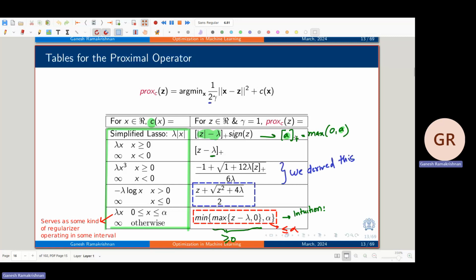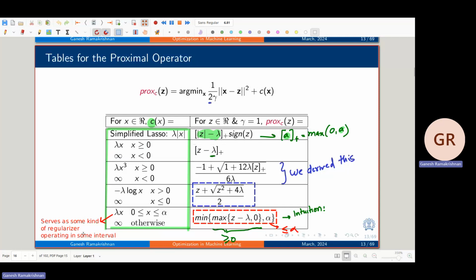Okay, so just to summarize, simplified lasso is just taking a max of 0 comma z, right? This lambda x greater than or equal to 0 and infinity otherwise is again ensuring that the value remains greater than or equal to 0. Otherwise, shrink it by lambda. As long as it's greater than or equal to 0, shrink it by lambda. The third and fourth one I won't get into again. But by design, they are going to be greater than or equal to 0. We're only considering the roots that are positive.